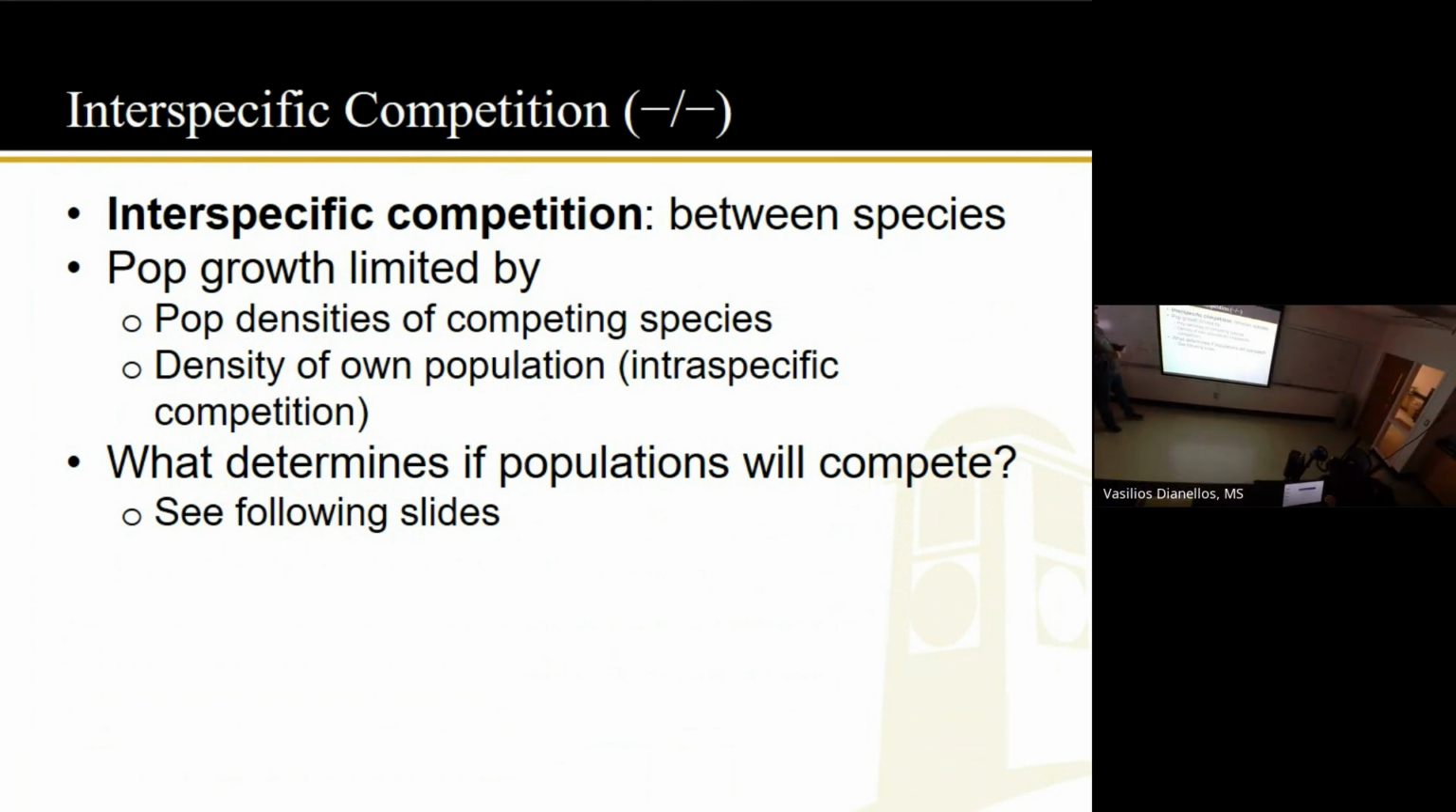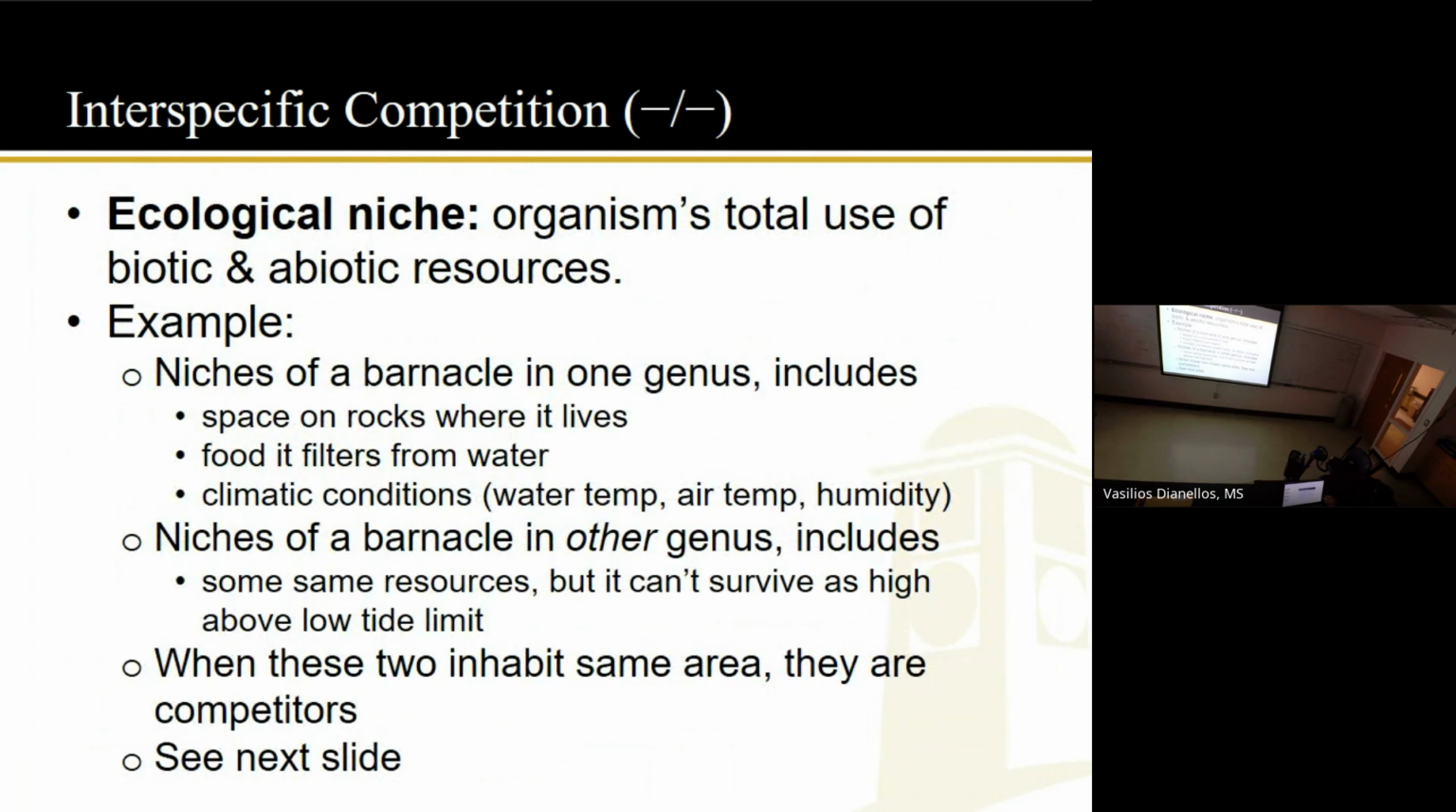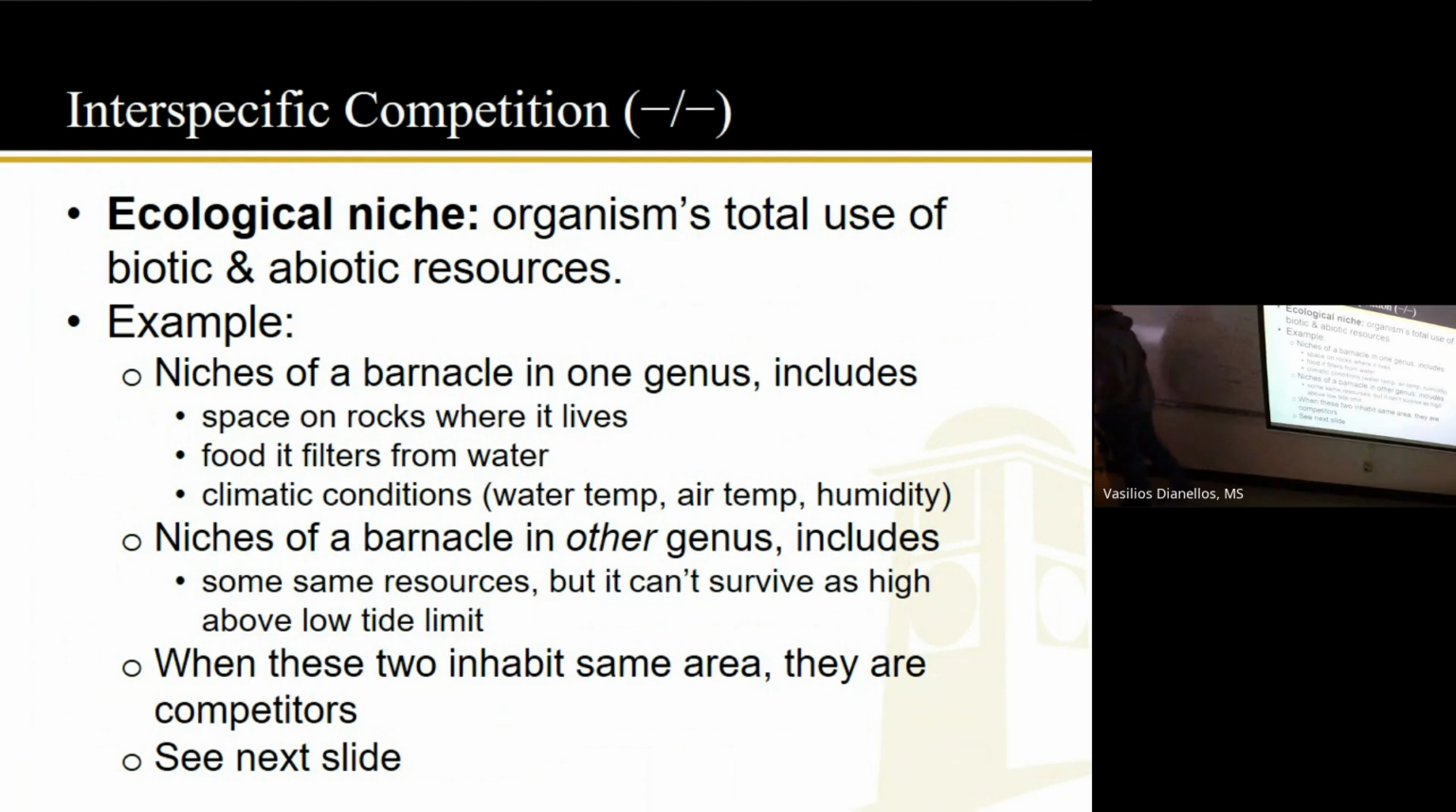So, what determines if populations will compete or not? Right? Just because they're in the same area doesn't mean they're competing. So let's talk about this. To understand that, you need to understand this term: ecological niche or niche, however you want to pronounce it. Either way. This is an organism's total use of biotic and abiotic resources. I don't remember if I'm going to ask you that definition, but I think at the very least I'm going to use that word in a question, so you need to know what it means, right? It's an organism's total use of the biotic and abiotic resources.